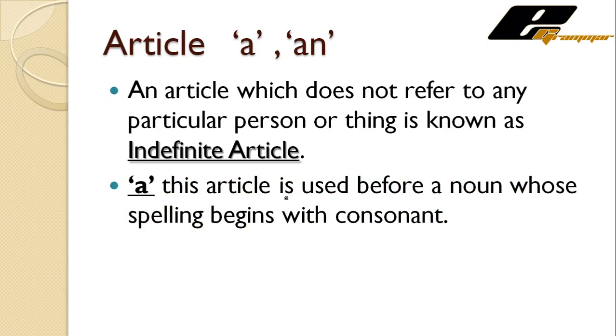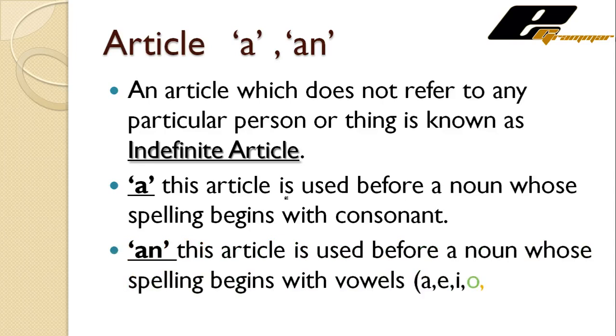This article is used before a noun whose spelling begins with a consonant. Now, friends, if you don't know what consonant means, then let's see another definition, of article an. This article is used before a noun whose spelling begins with a vowel. And in English, we have these five vowels: A, E, I, O, U. If the spelling of the noun begins with one of these vowels, at that time we use article an. And if the spelling does not begin with any one of these vowels, they are known as consonants.